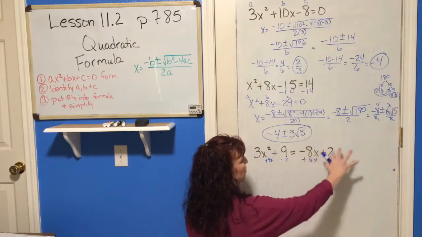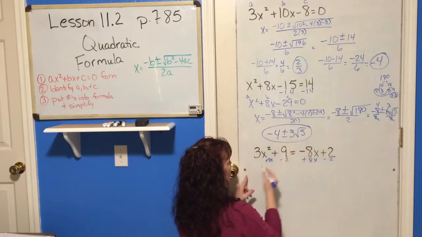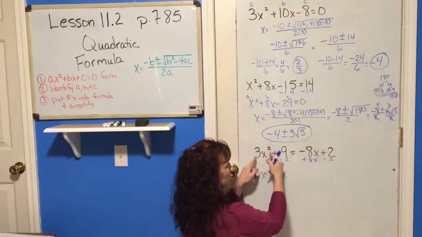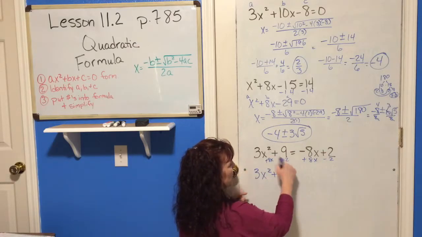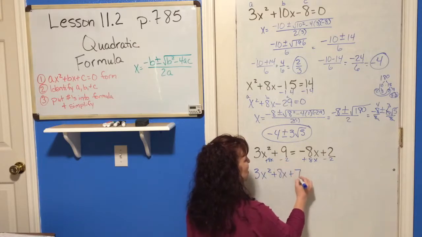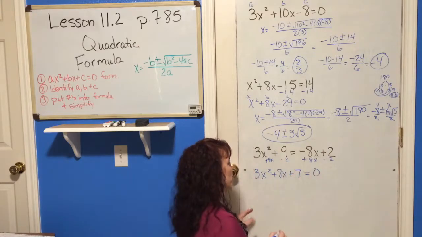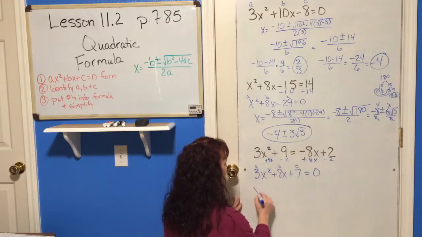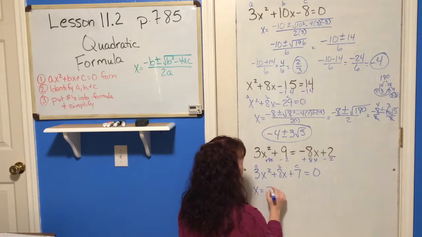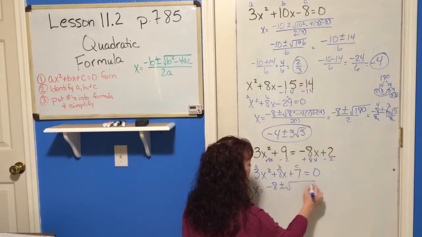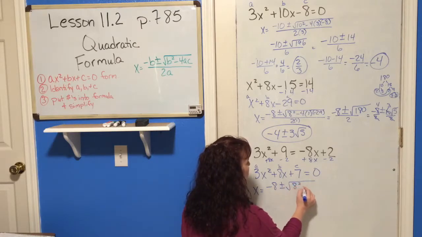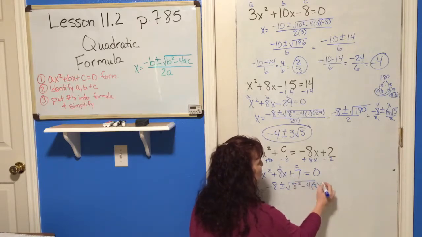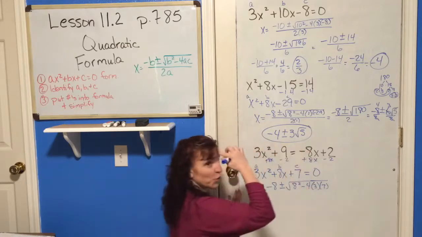So now everything is gone from this side, and let's simplify what's over here. We've got 3x squared plus the 8x doesn't have any terms like it, so you have to just stick it by itself, plus 9 minus 2 is 7, and that's going to equal 0. And now we have our a, b, and c. Plug it into the formula. X equals negative b, so negative 8 plus or minus the square root of 8 squared minus 4 times a, which is 3, times c, which is 7. You'll see it's quicker if you just know the formula.